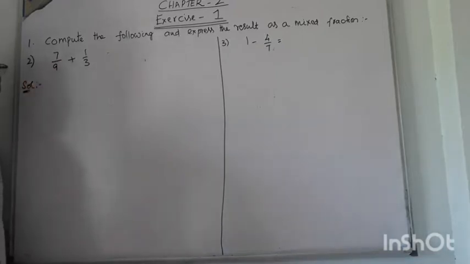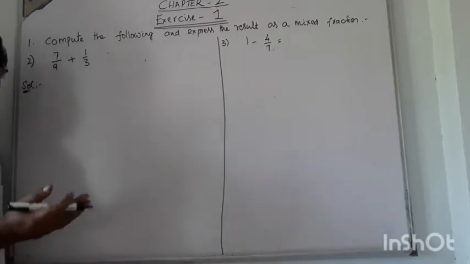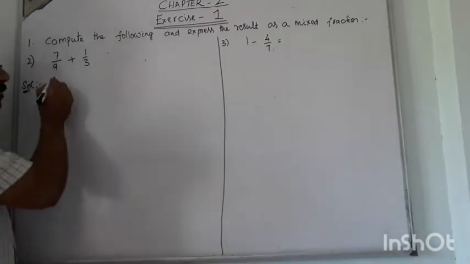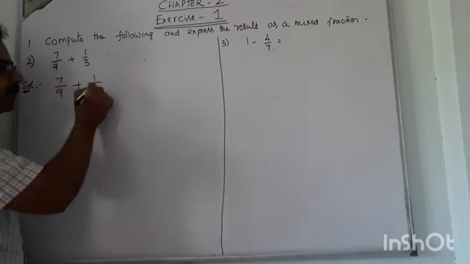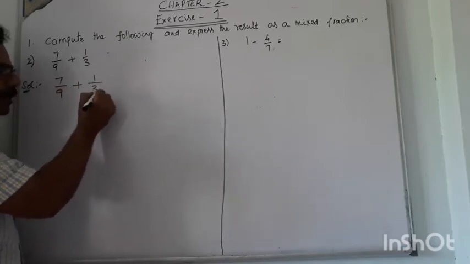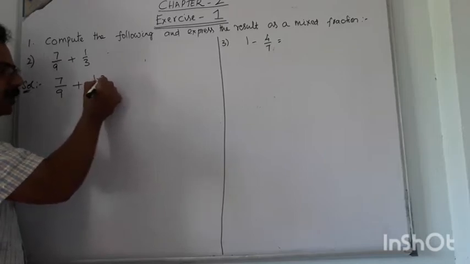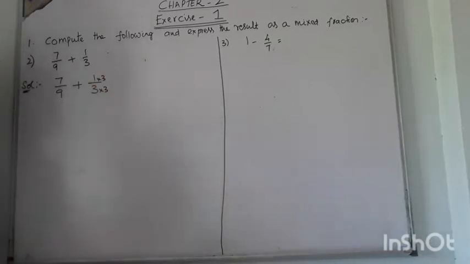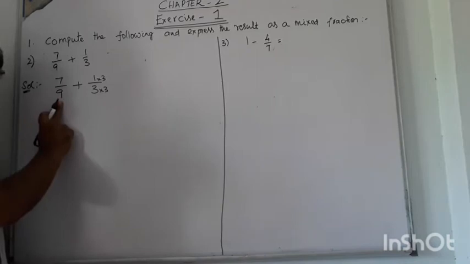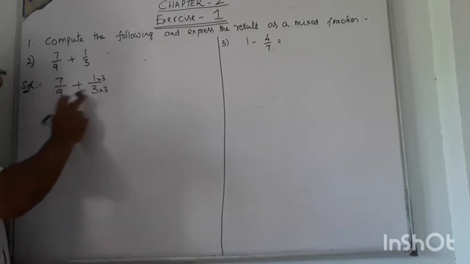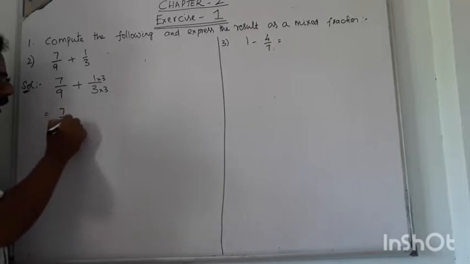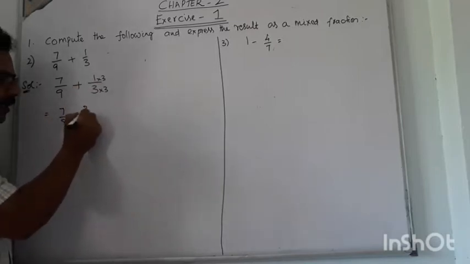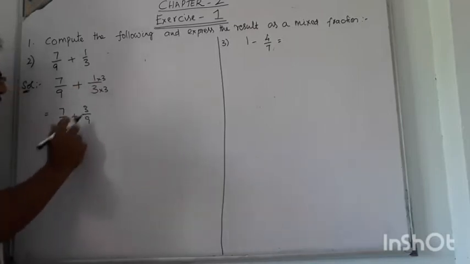7 by 9 plus 1 by 3 means these are unlike fractions. So unlike fractions should be converted into like fractions. 7 by 9 we can leave as it is. In 1 by 3, 3 should be multiplied by 3 and 1 should be multiplied by 3, because 9 is the denominator here. 3 3s are 9, in the 3 table we can get 9. That's why we can write 7 by 9 plus 1 3s are 3 by 9.